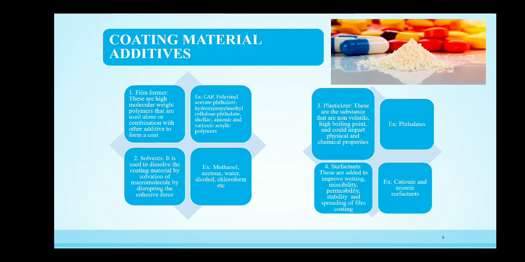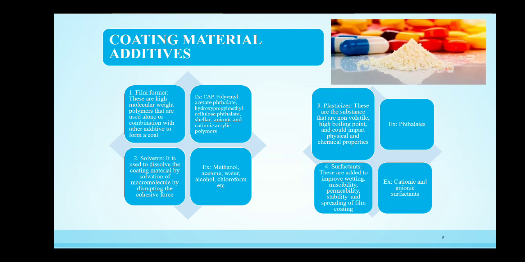There are two different types of plasticizer. One is internal, other one is external, depending on the addition to polymeric film material. Internal plasticizers cause a chemical modification in the polymer, usually copolymerization, to achieve desirable properties, whereas external plasticizers are added to change the physicochemical properties. So these plasticizers are substances that are non-volatile, having a high boiling point, and could impart physical and chemical properties. Example is phthalates.